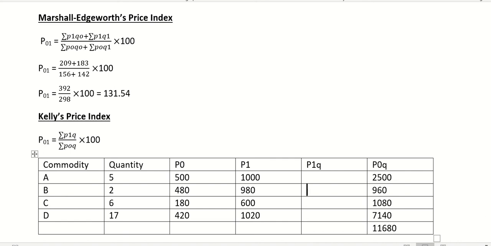Okay. Then we need to calculate P1Q. This is 5000, 1960, 3600 and 17340, and its summation is 27900, right? So we have calculated all the values. Now we'll put these values into the formula.